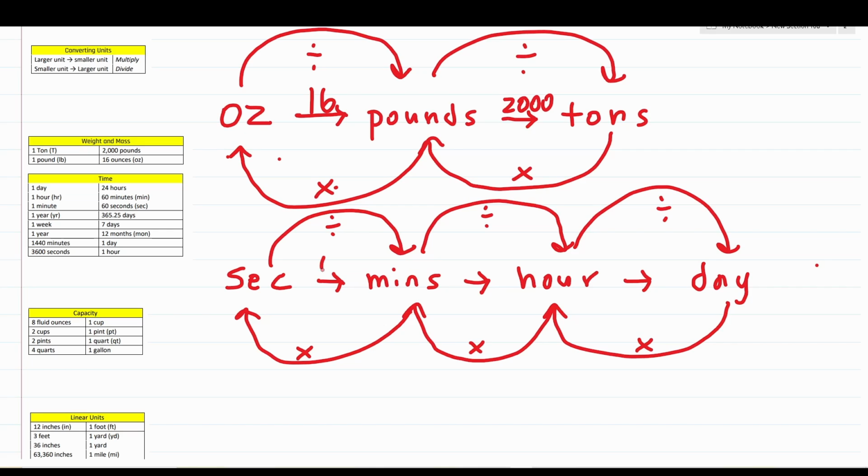Well, you have to know that there are 60 seconds in every minute. So to convert seconds to minutes, you would divide by 60. To convert minutes to seconds, you would multiply by 60. Let's talk about this pair now.